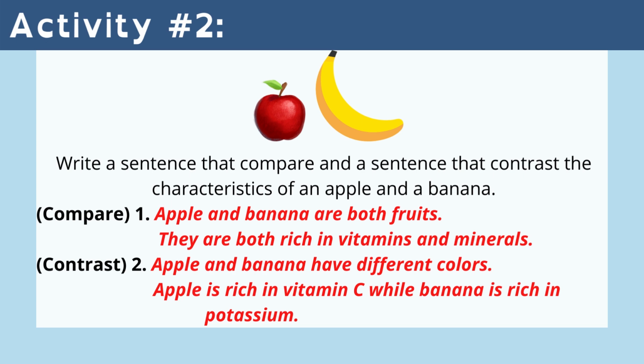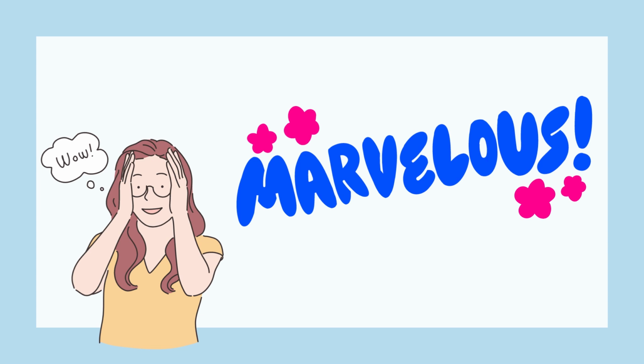For my sentences that contrast, I have written: Apple and banana have different colors. Apple is rich in vitamin C, while banana is rich in potassium. The signal words I have used are different and while. Marvelous work. Now we are ready for our next activity.